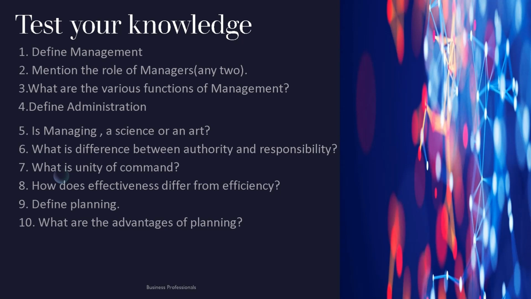8. How does effectiveness differ from efficiency? Effectiveness is doing the right things, while efficiency is doing things right. 9. Define planning. Planning is the process of selecting the objectives and determining the course of action required to achieve these objectives. 10. What are the advantages of planning? 1. It helps in achieving objectives. 2. Better utilization of resources. 3. Economy of operation. 4. Effective control. 5. Coordination.